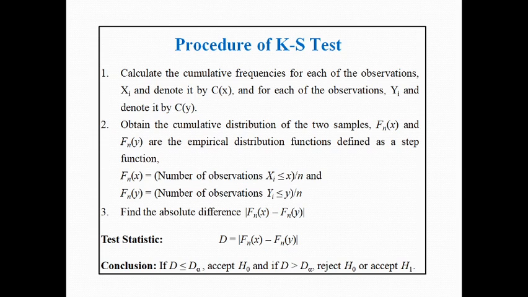After finding the cumulative frequency, we obtain the cumulative distribution of the two samples, that is Fnx and Fny, which are the empirical distribution functions of the random samples x and y respectively. So Fnx means the number of observations xi which are less than or equal to x divided by the total number of observations. In the same way, Fny is the number of observations yi less than or equal to y divided by the total number of observations.